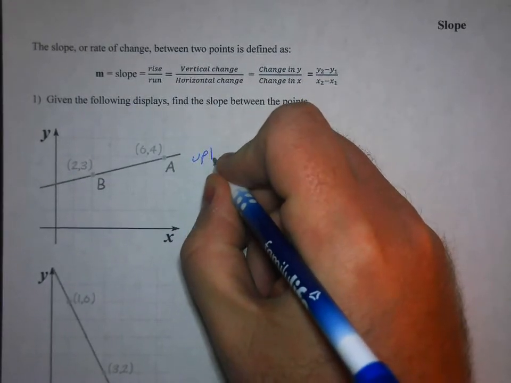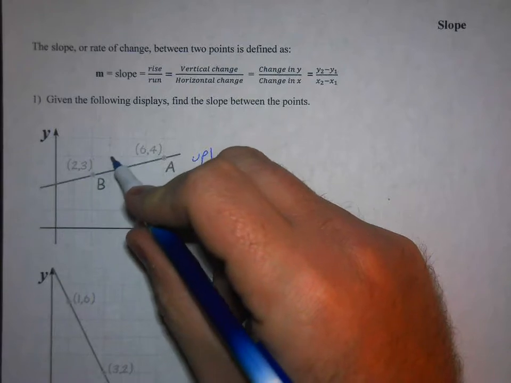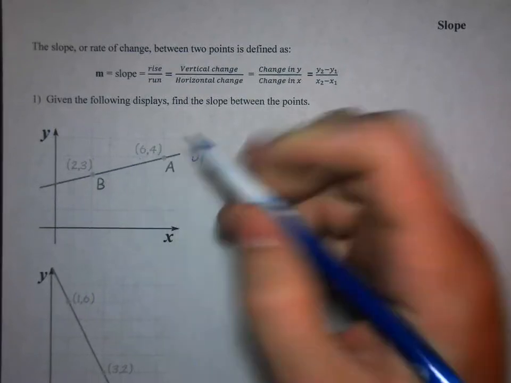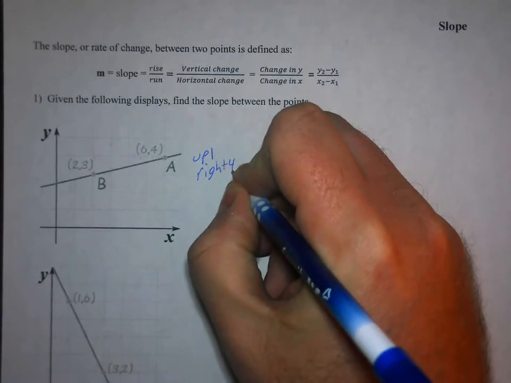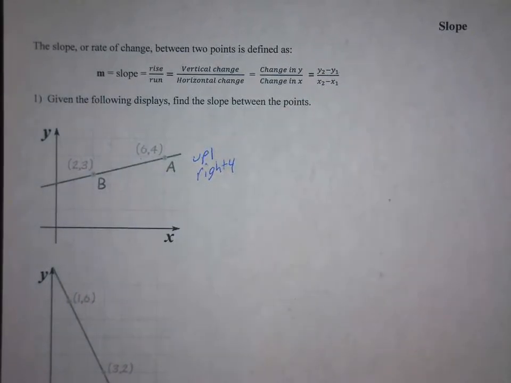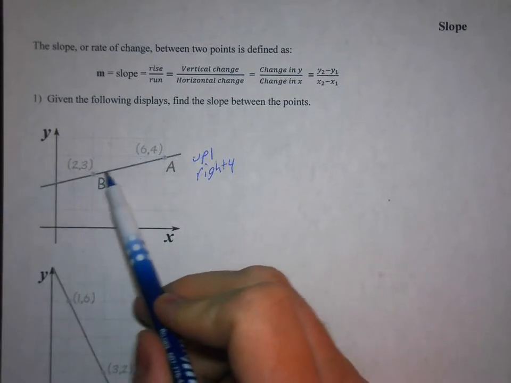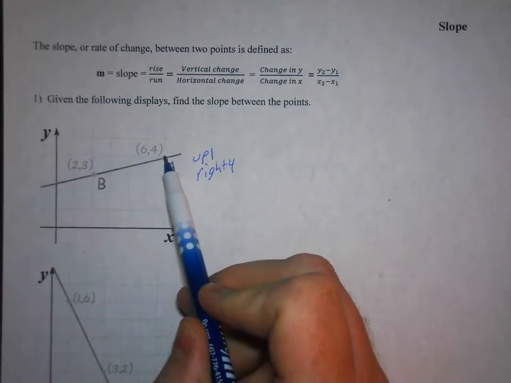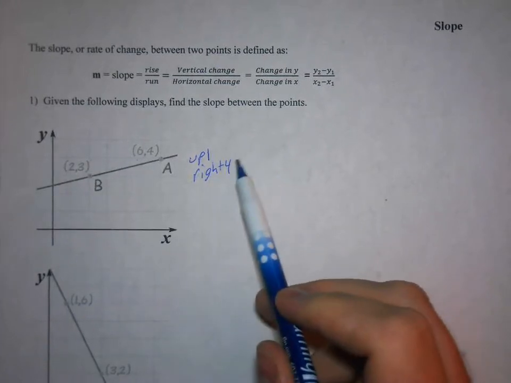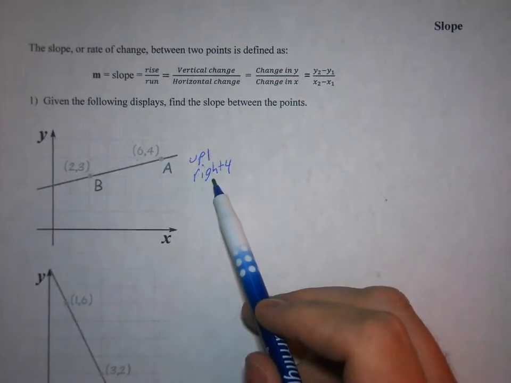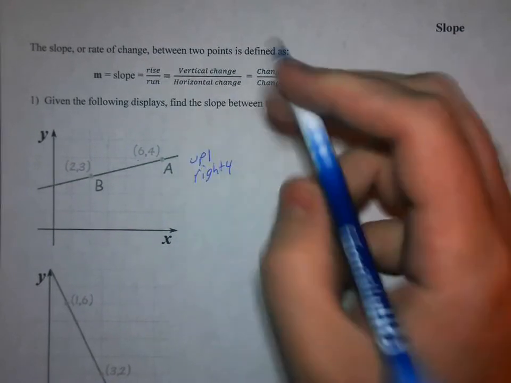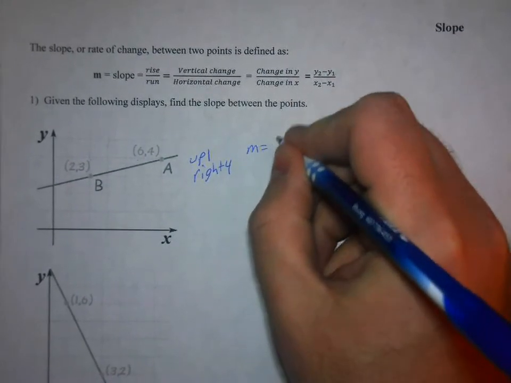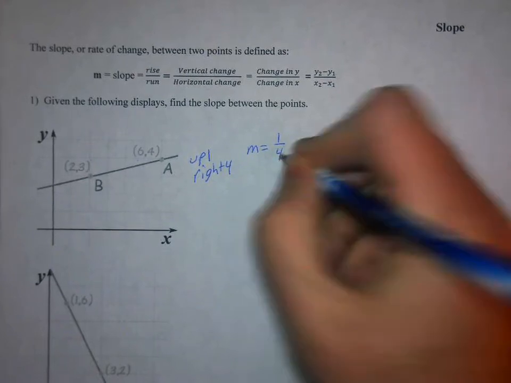or rise 1, and to the right, 1, 2, 3, 4. So right 4. So if we count up 1, right 4, that will keep us on that line. So that's just looking at the rise over the run, up 1, right 4. The way you write that mathematically is the fraction, m equals 1/4.